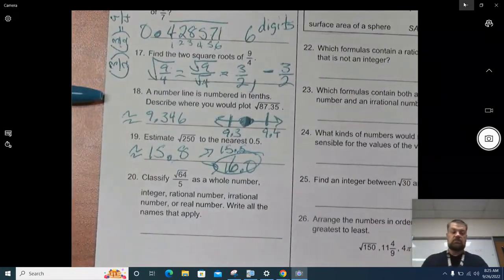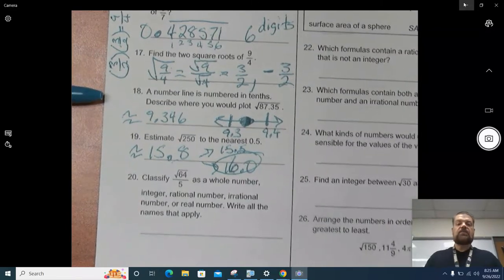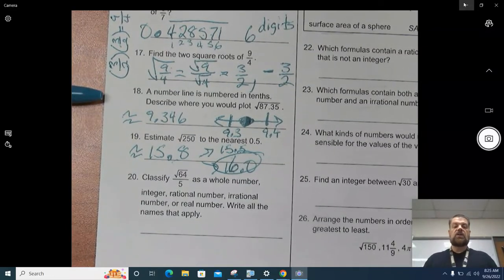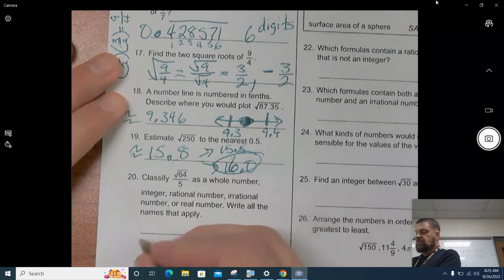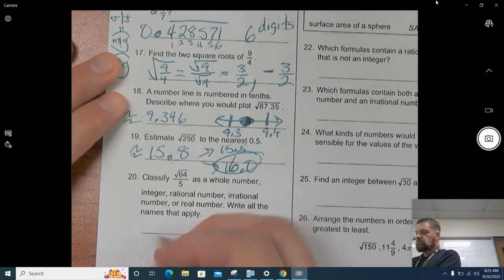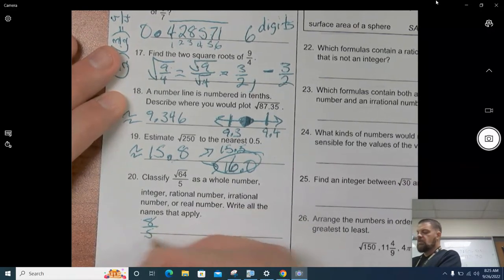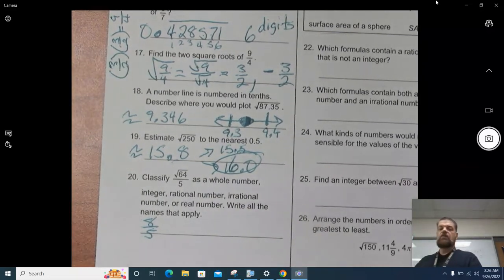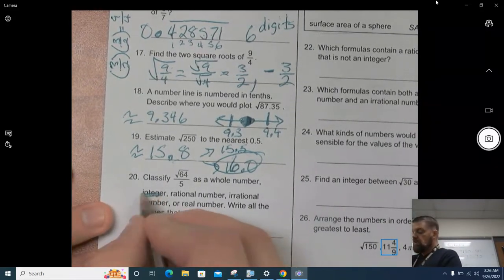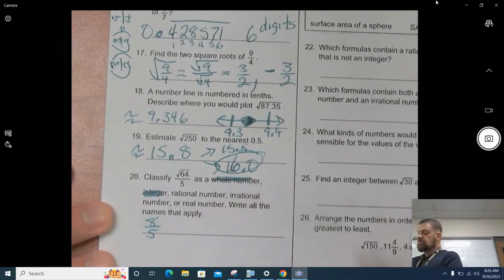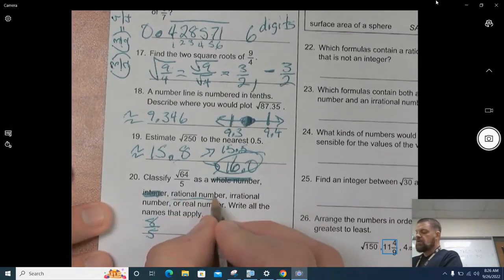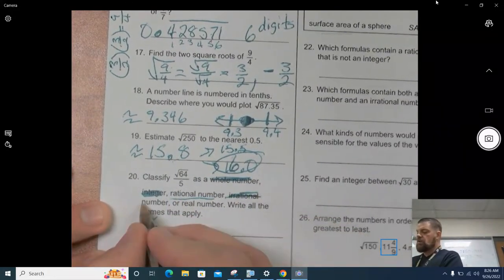All right, number 20. Classify the number as a whole number, rational number, integer, and so on. What is the square root of 64? This reduces to 8 over 5. Now, 8 over 5 is not an integer. It's not a whole number. It is a rational number. It's not irrational because it terminates.